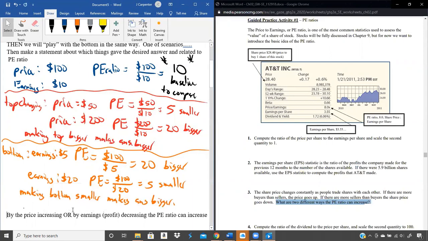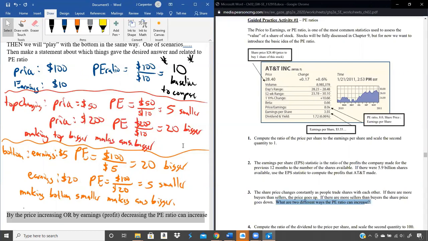This is the ultimate answer to number 3. If the price per share of the stock goes up, then the PE ratio goes up. Or if the profit goes down, the PE ratio can increase. This statement shows you why there's kind of a sweet spot. So if your profits go down, your PE ratio goes up. What if your profits go down to like $1? Your PE ratio is going to be ridiculously high.